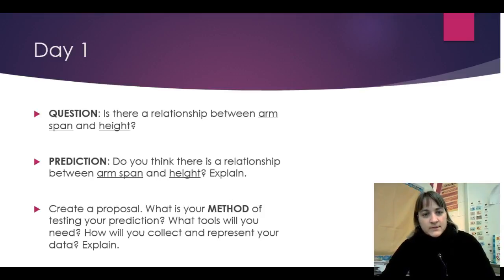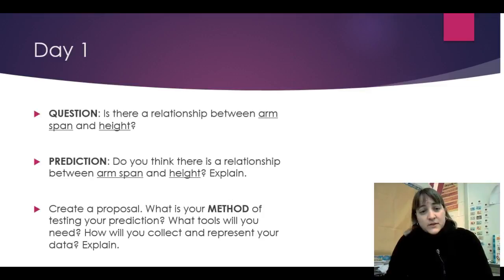On day 1, students have been presented with the question, is there a relationship between arm span and height? Notice that I've underlined arm span and height because, due to differentiation, I am allowing students to change that if they so desire. And one thing they will keep in mind is when they do the measurements, all students will be focusing on inches.